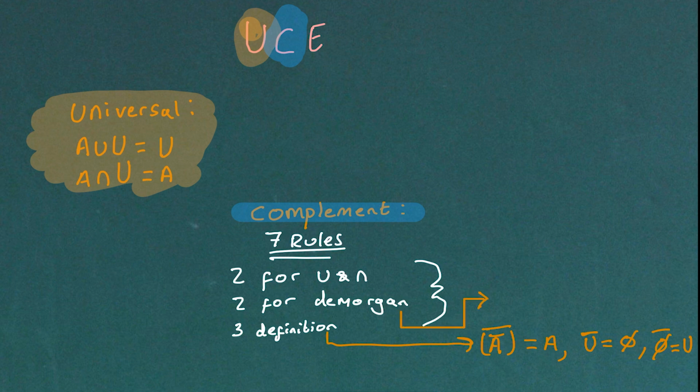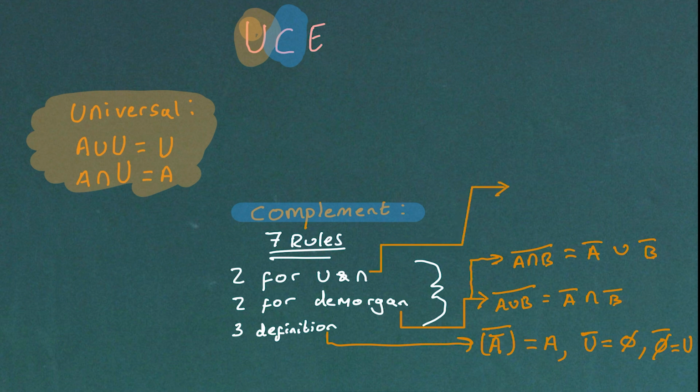Now for De Morgan's law. We proved that in the last video, so what was it? It was the complement of A union B is equal to the complement of A intersected with the complement of B. And the other De Morgan's law is complement of A intersect B is equal to the complement of A union with the complement of B.